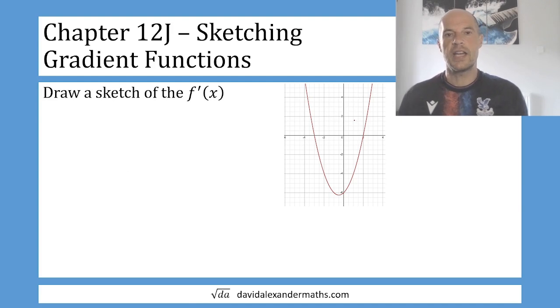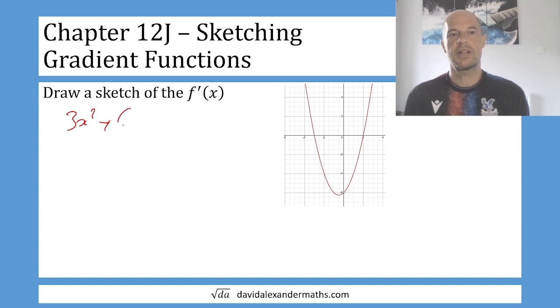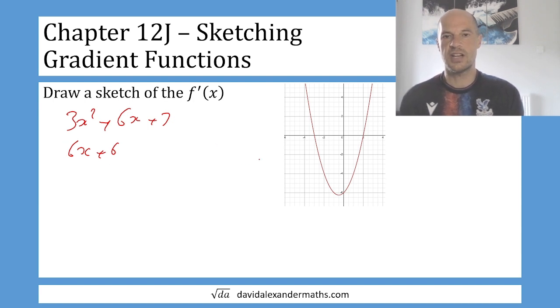Okay, so here we've got a quadratic, and we've been asked to draw a sketch of f dash of x. What we need to remember first of all is that a quadratic will always differentiate to a linear equation. So for example, 3x squared plus 6x plus 7 will go to 6x plus 6, which we know is a straight line, y-intercept of 6, also a gradient of 6. So a quadratic always differentiates to a linear graph. So this is going to be a straight line.